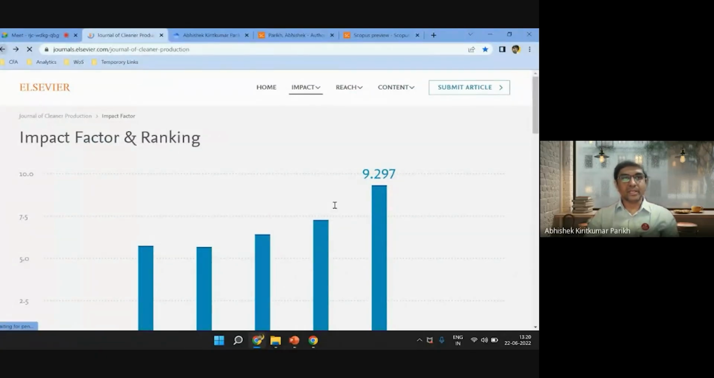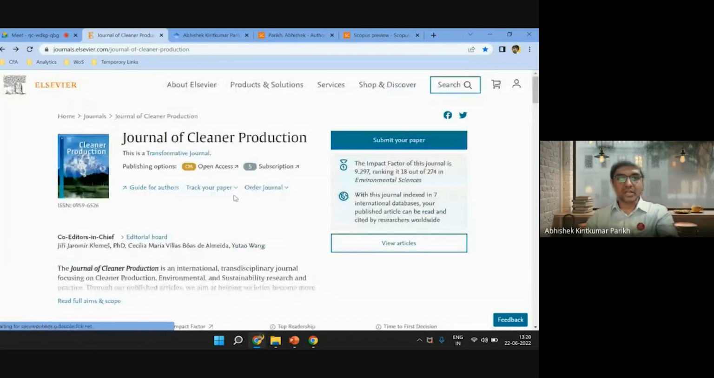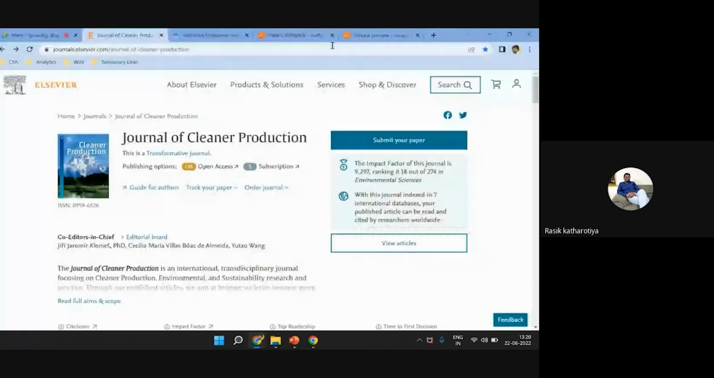first of all, let me clarify this. This is the Journal of Cleaner Production. From which area do you think this is? Whether you consider this an engineering journal, management journal, or environmental journal, which type of journal may you consider it? Quickly. Environmental journal. Environmental, perfectly correct.